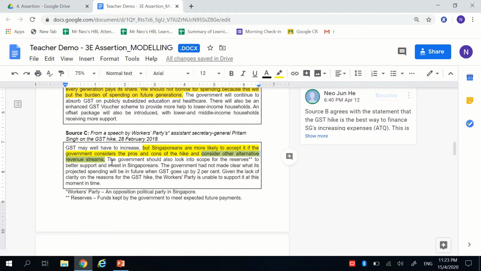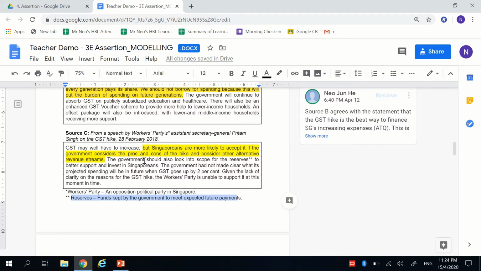Then the rest of the source says this: the government should look into the scope for the reserves to support Singaporeans. This idea was covered in the previous video, where another possibility of the government raising money is to sometimes use the reserves. The reserves are explained over here. These are the funds kept by the government to meet future expenditure, or in other words, in layman's terms, the savings of the government.